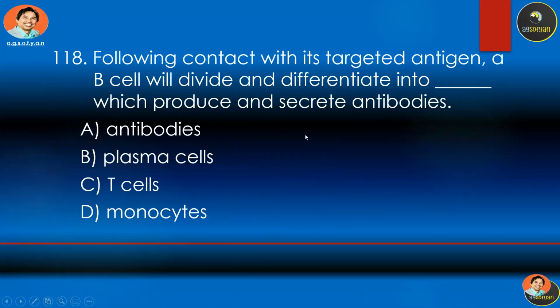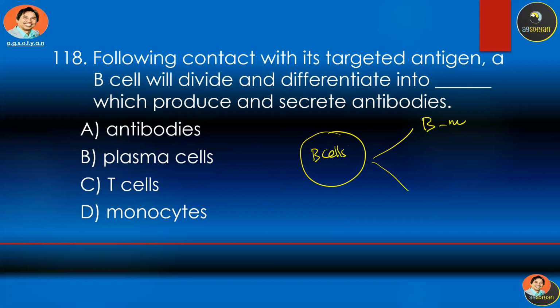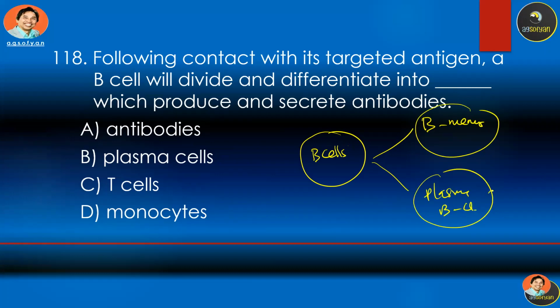Following contact with its targeted antigens, a B cell will divide and differentiate into blank, which produce and secrete antibodies. Okay, so the B cell will differentiate into B memory cell and plasma B cell. This plasma B cell is the one that produces the antibodies. Okay, so plasma cell.